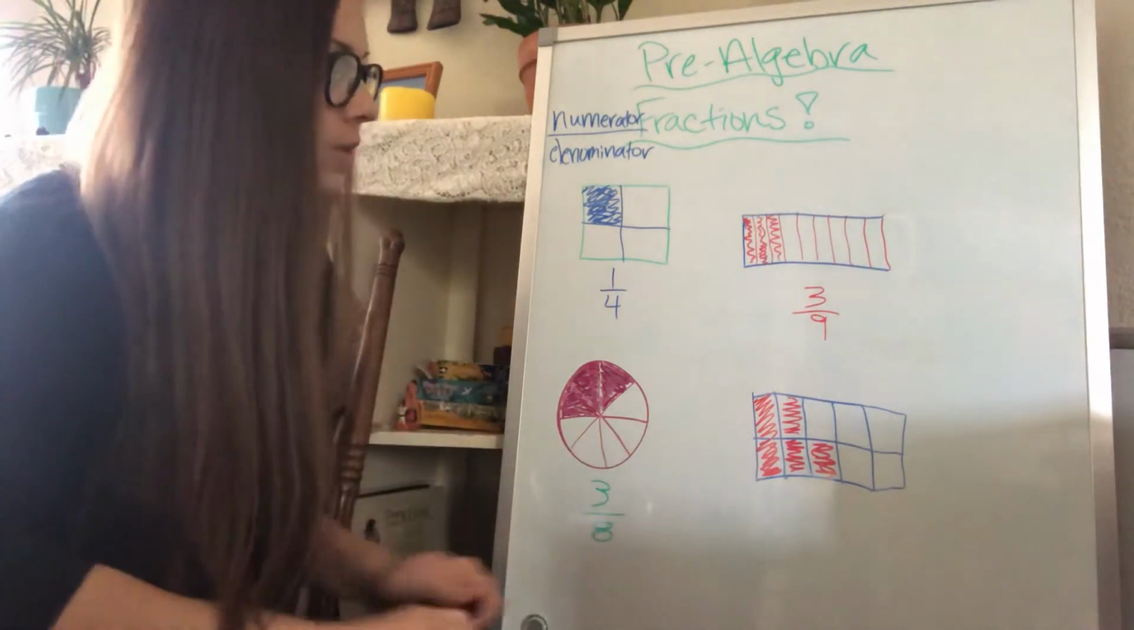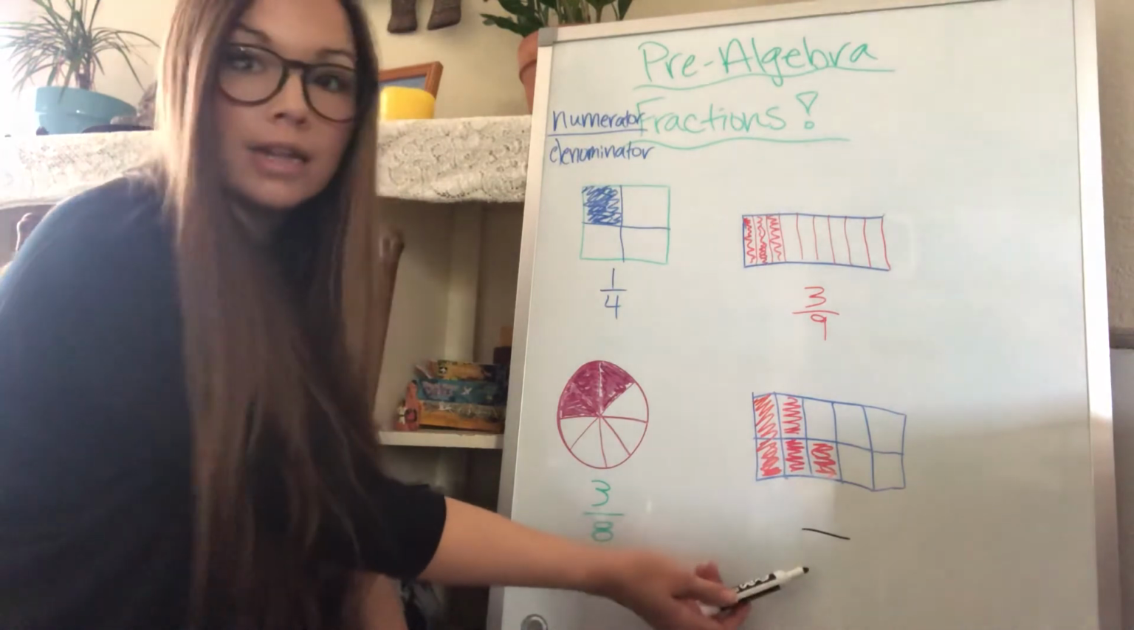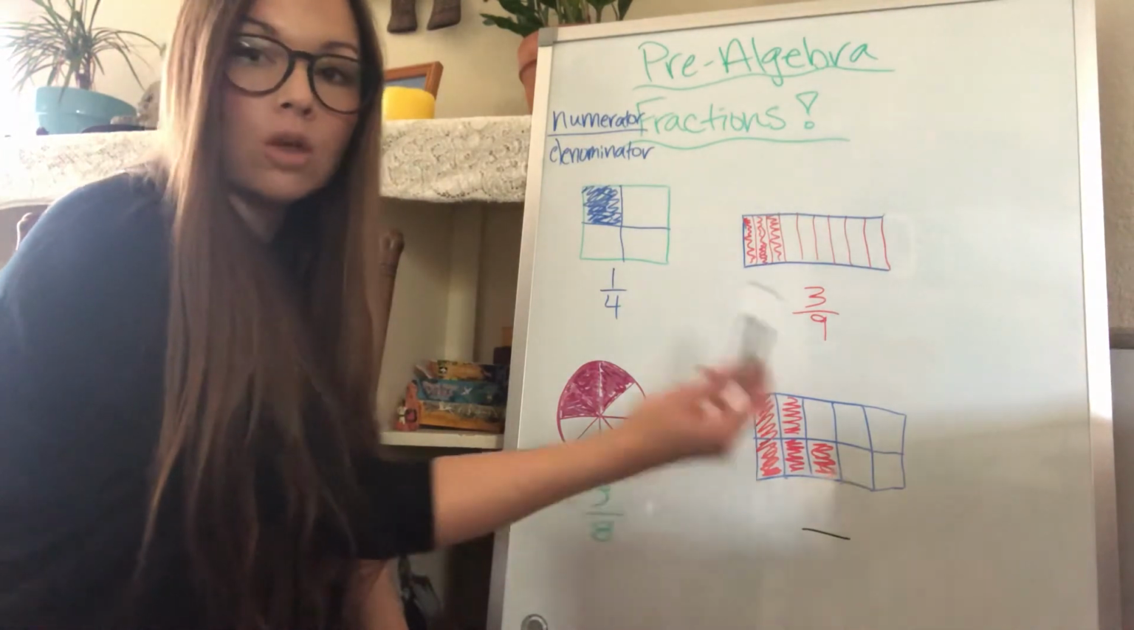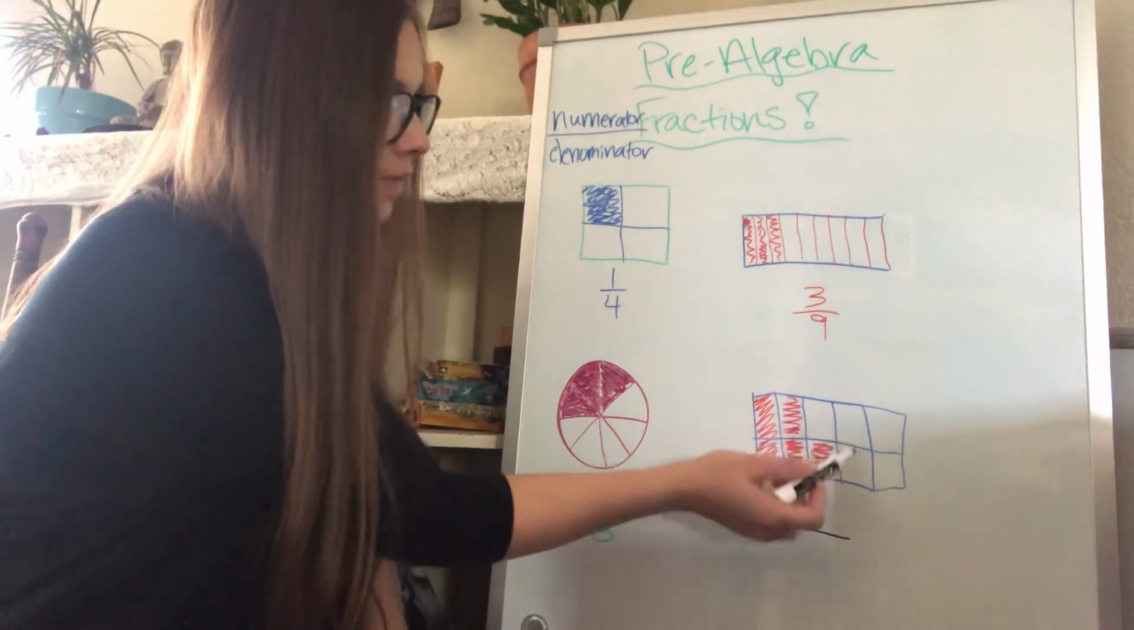And we'll go over here to this one. What would my denominator be? My denominator, again, is how many pieces are in the whole total. So let's count them: 1, 2, 3, 4, 5, 6, 7, 8, 9, 10.